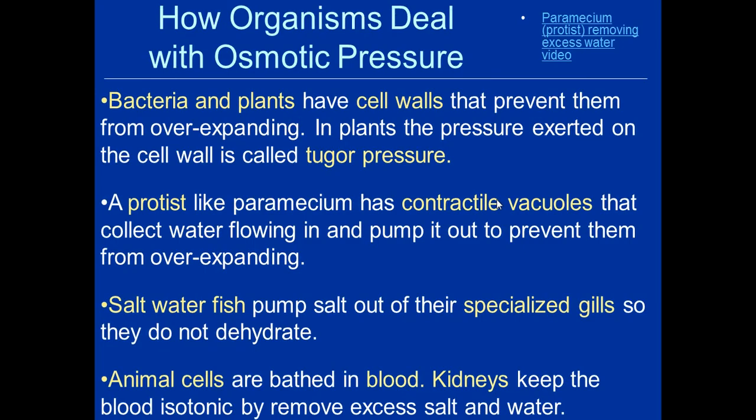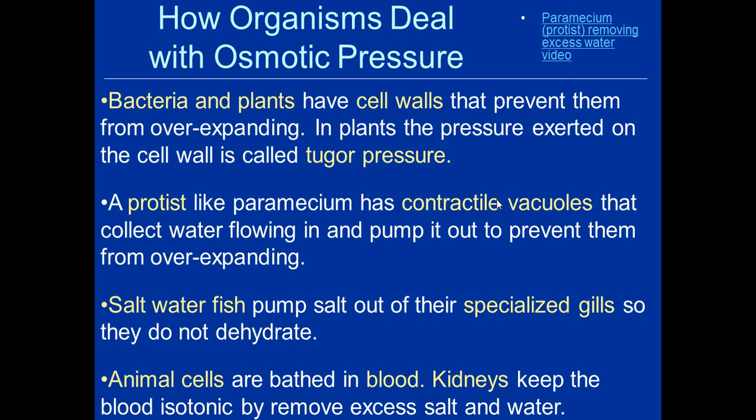How organisms deal with this is called osmotic pressure. Organisms deal with it in various ways. Bacteria and plants have cell walls that prevent them from overexpanding. In plants, the pressure exerted on the cell wall is called turgor pressure. This is what allows the leaves in a houseplant to stand up tall. When a plant is wilted and the leaves are drooping over, you know that it doesn't have enough water.